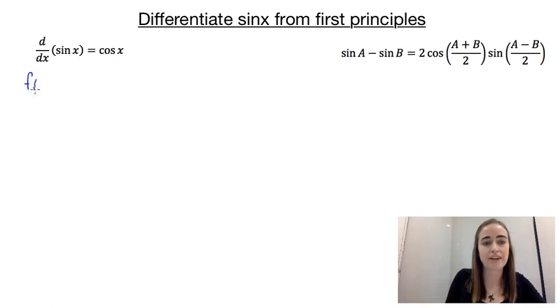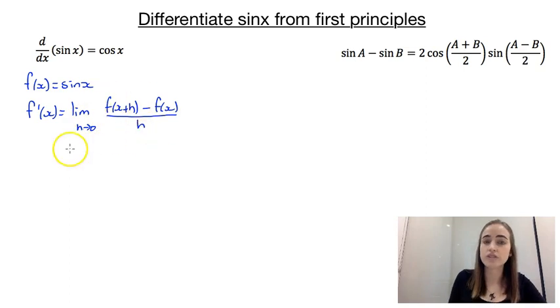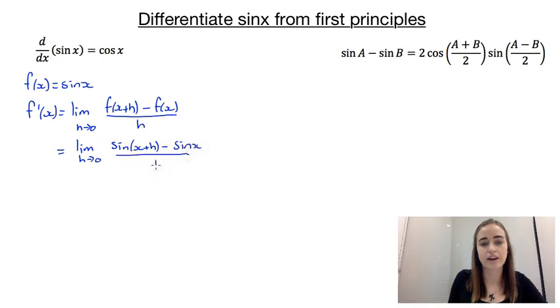So if we say that f of x is equal to sin x, then we know if we're differentiating from first principles, then we're going to take the limit as h approaches 0 of f of x plus h minus f of x over h. So substituting things in, we're going to have the limit as h approaches 0 of sine of x plus h minus sine x over h.